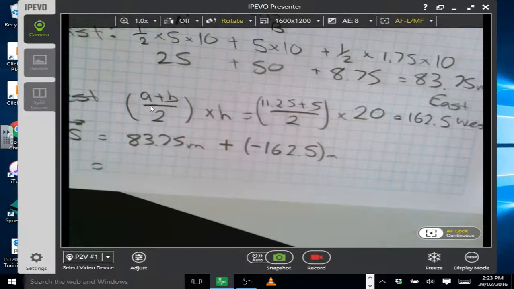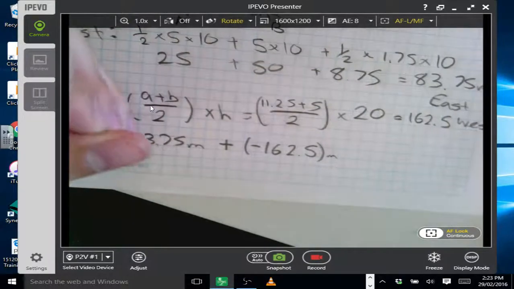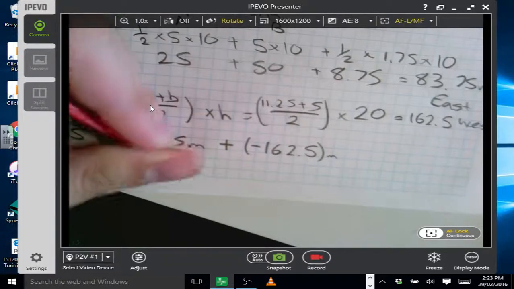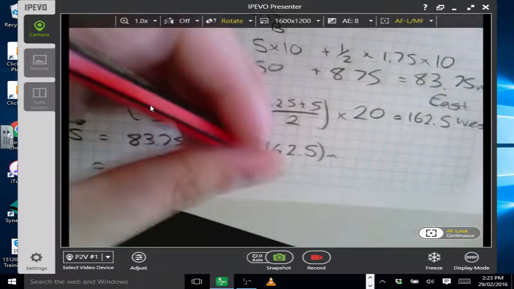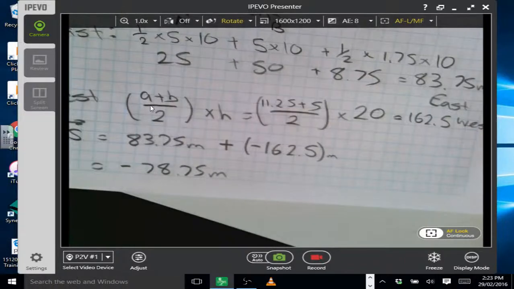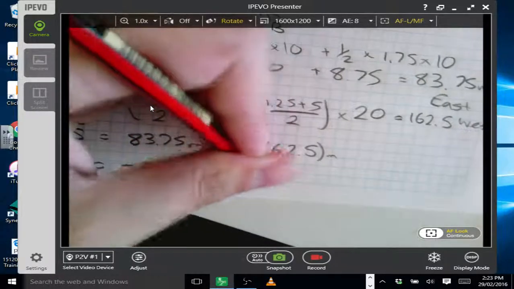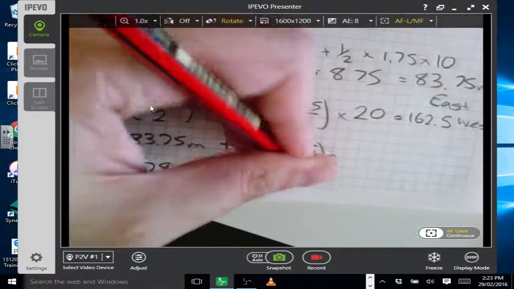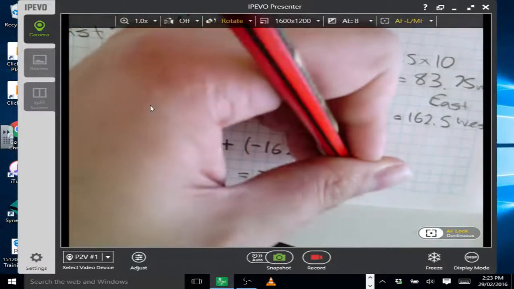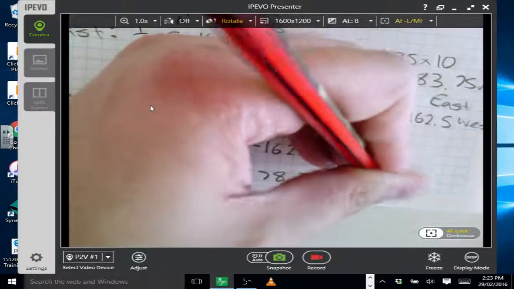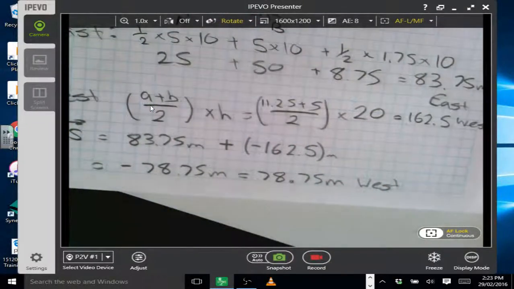All right, so 83.75 minus the last answer is negative 78.75 meters. Okay, and let's put that into context. What does that mean in context? Yeah, from wherever you started, you've moved west by 78.75 meters, because the result ended up being you spent more motion west than you did east. Yeah, is that making sense to people?